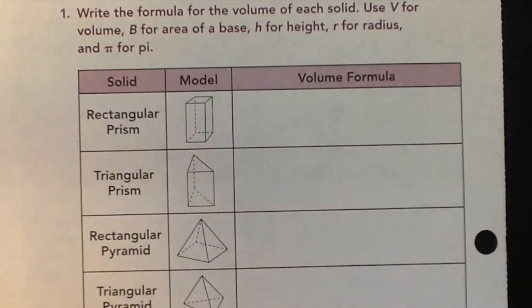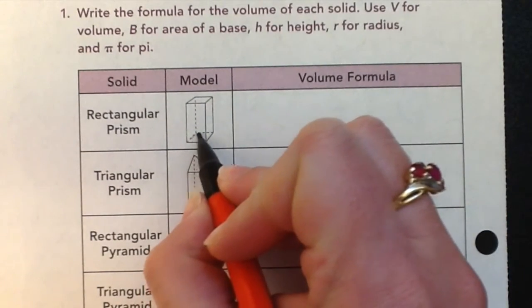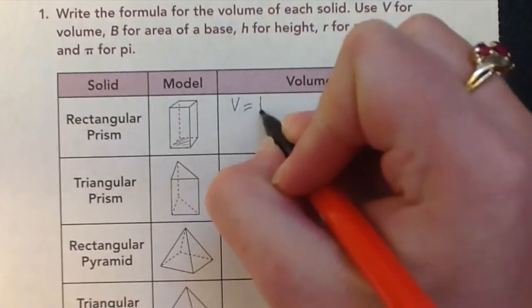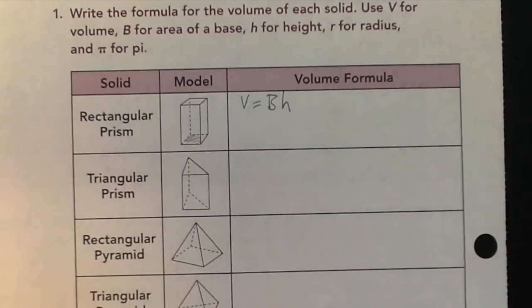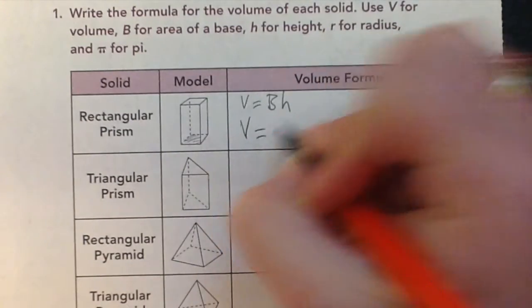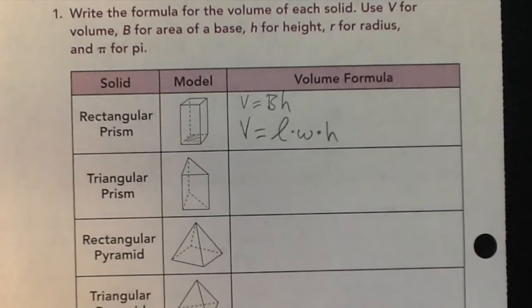So, rectangular prism. Most of them are basically the base, whatever that base is, times height. In this case, because the base is a square, that's length times width. So really, that full volume is length times width times height.